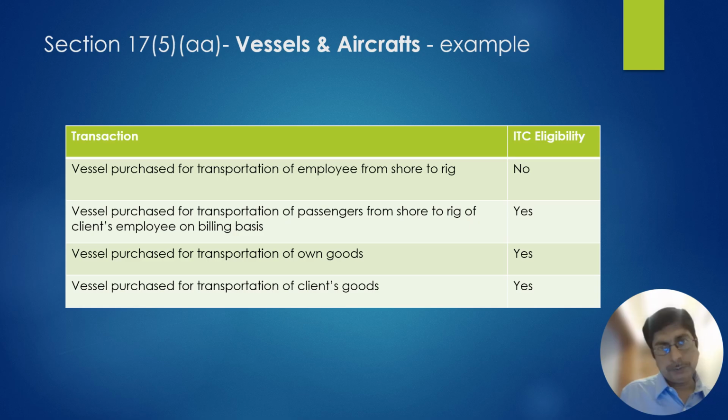Vessel purchased for transportation of employees from shore to rig. For transportation of own employees, it means it is not used for further taxable supply of transportation of passengers. Therefore, the GST credit is not available. The next example, vessel purchased for transportation of passengers from shore to rig, being client's employees, on billing basis. It means it is used for further taxable supply of transportation of passengers. Therefore, the GST credit on the vessel or on the aircraft is available.